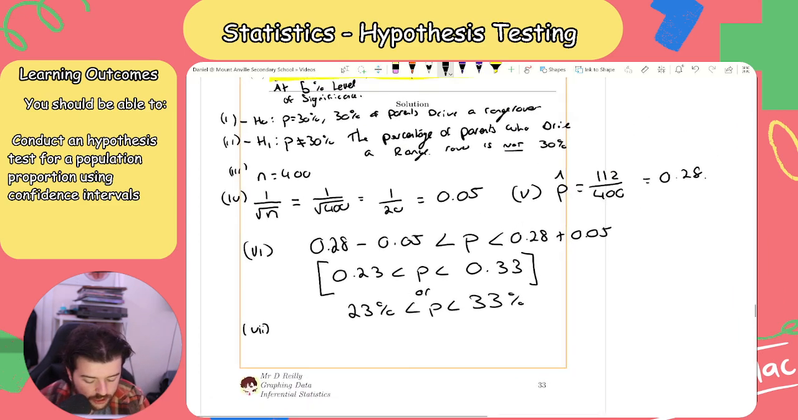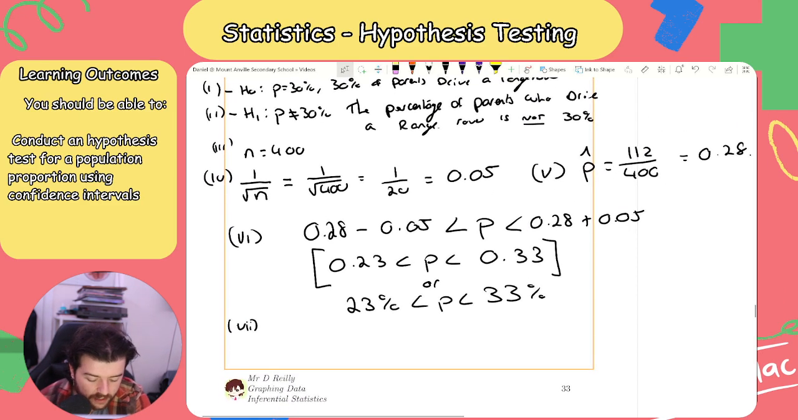So what was the student's claim? The student's claim here, so we have to look back up here, was that 30% of parents drove a Range Rover to school, right? Is that true? Well, looking at my sample, it lies within here. 30% is between 23% and 33%. So therefore, it's in my margin.